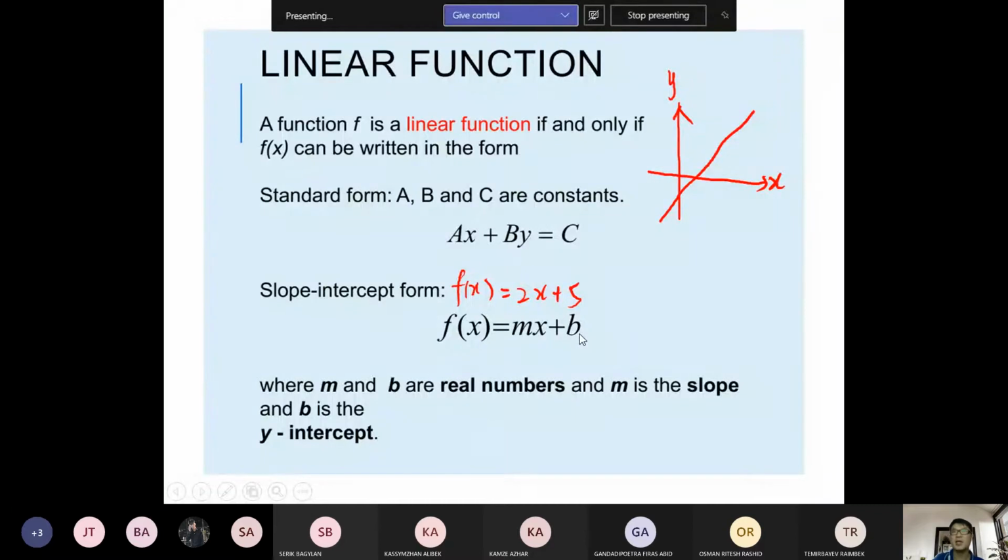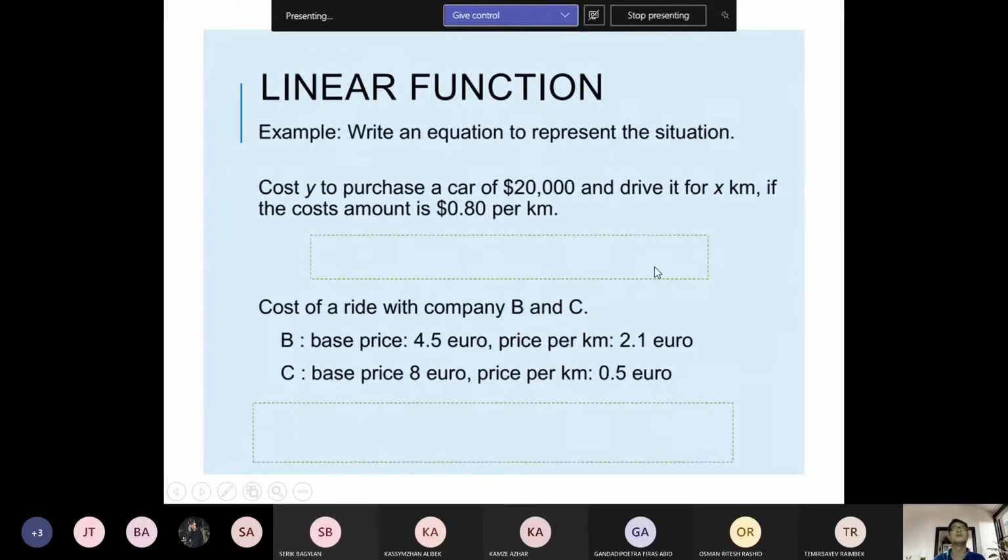Now, any questions here? In the following discussion, we are going to learn how to find the m and how to find the b. Okay, so let's go on.